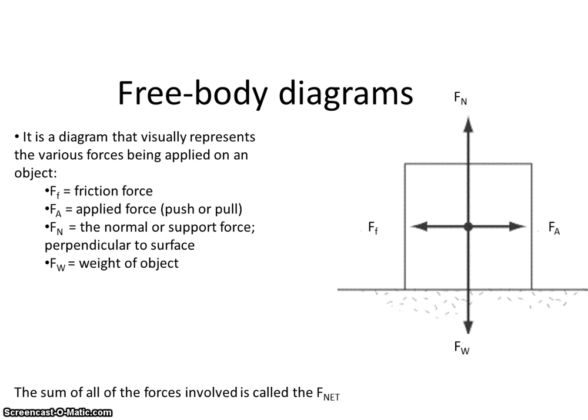So the normal force, which is the support force, and the weight force, provided by the gravitational attraction on the object, will be equal in all the examples that we'll discuss. However, the other two forces, the applied force, the push or the pull, and the friction forces may be equal or they may be different. We'll look at several examples.